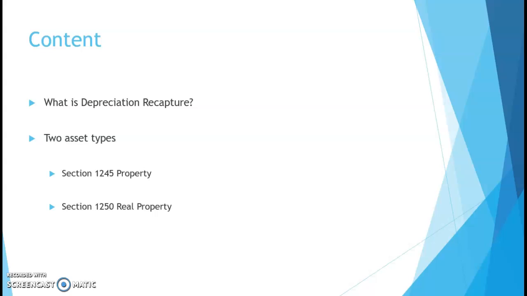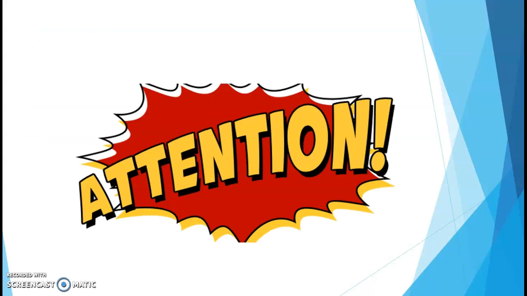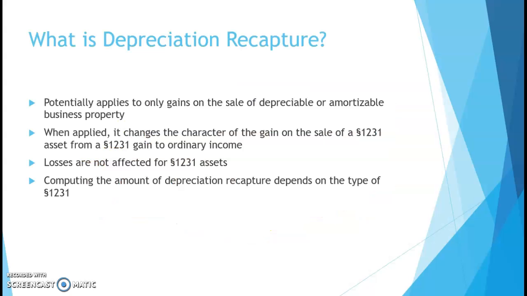Alright, we will be going over what exactly depreciation recapture is, and we'll also go into the two different asset types that this will apply to, which are Section 1245 property and Section 1250 real property. Now that I have your attention, let's go into what exactly depreciation recapture is.